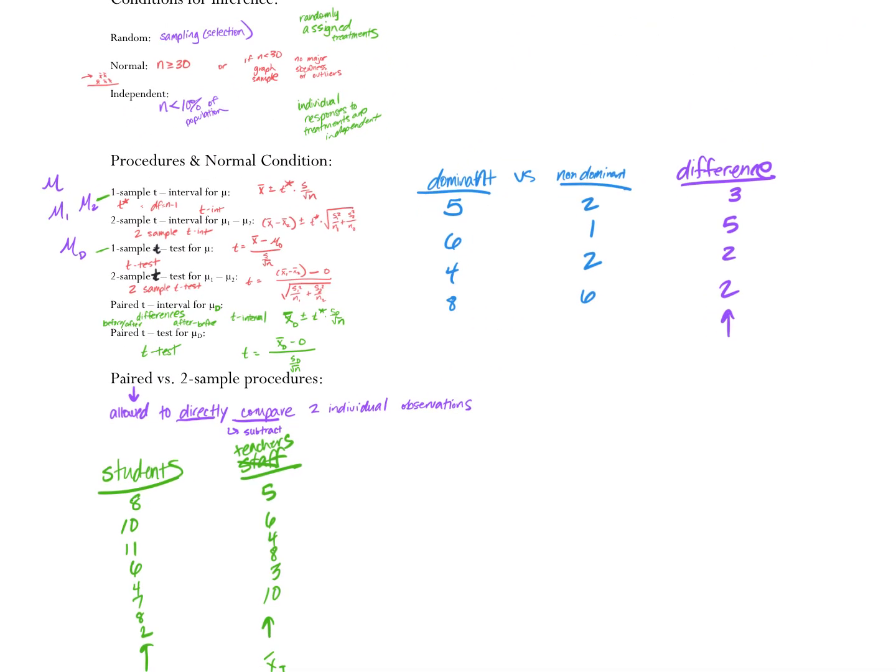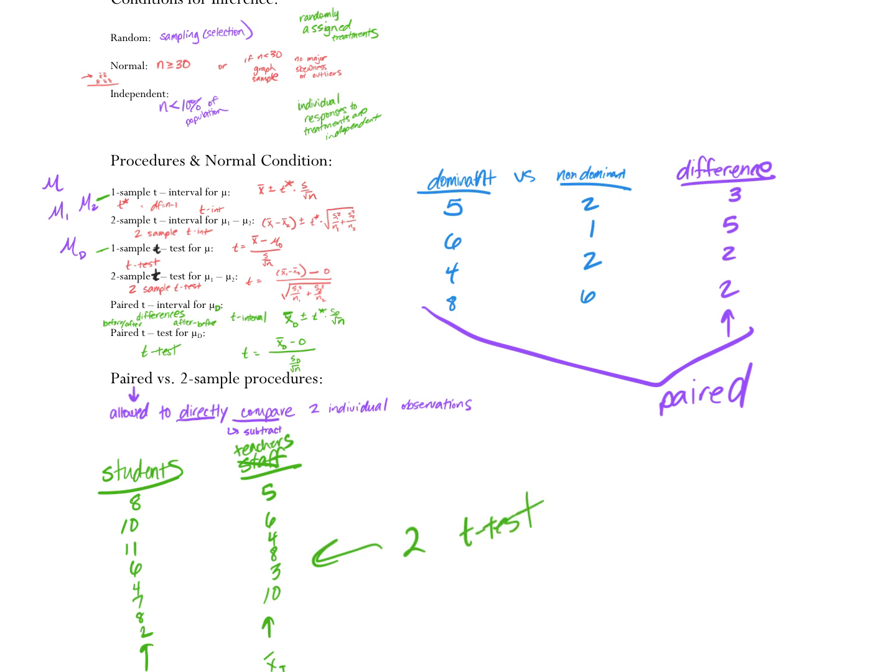Okay. So here, I can directly compare. Up here, I can directly compare individual observations, so it's paired. Here I cannot, so this would be 2 samples. Just to help you make that distinction, this one would be a paired t-test or a paired t-interval, whereas this one would be a 2-sample t-test or 2-sample t-interval.